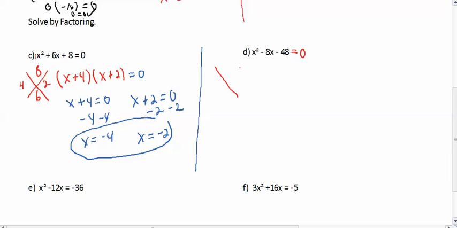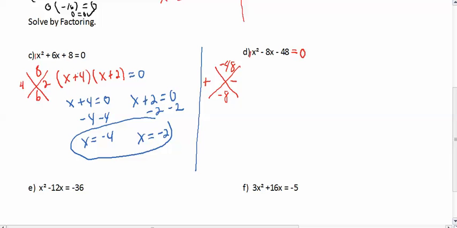So I do the x. Do I need the box? I don't, because this has a coefficient of 1 and negative 8. I do know that one's positive and one's negative. Okay, so I have 48. Two numbers that multiply together to give me 48, but add together to give me negative 8.